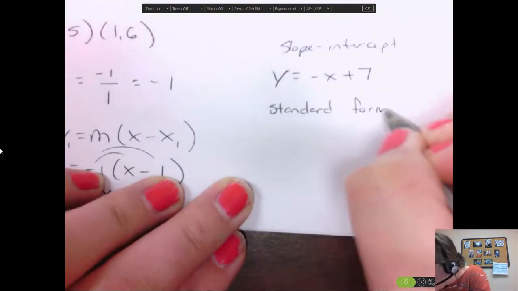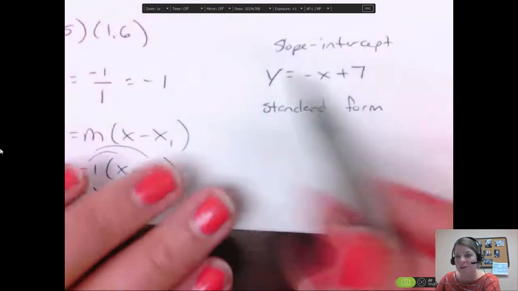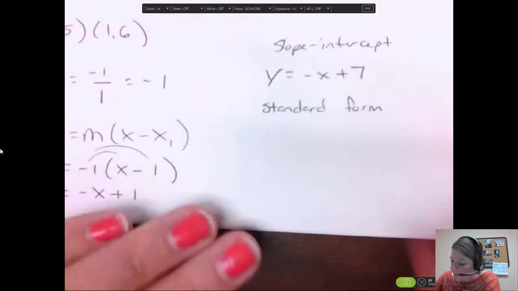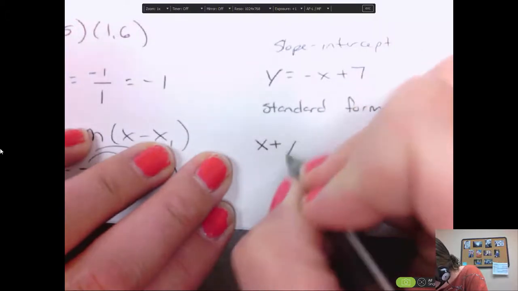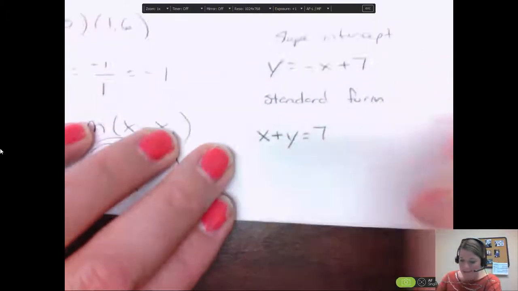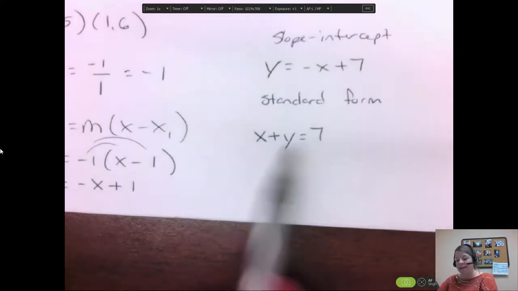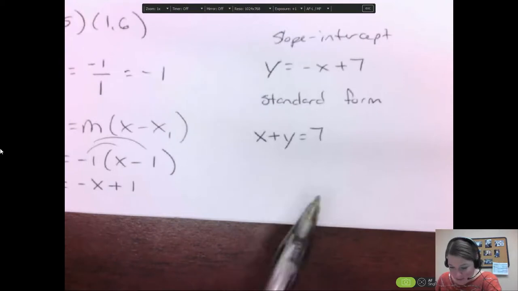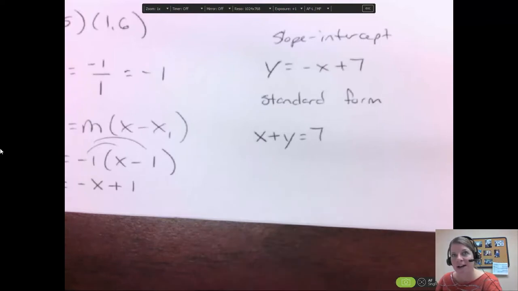Then what I'm going to do is go one step further, and I need the x to be in front. So I'm going to add that x over so that it becomes x plus y equals 7. And I'm actually done. That's standard form for this one. Now this one was easier for standard form, but you need x, y, number. They're very picky. You cannot have a negative x and you cannot have a fraction. So you have to know how to times and get rid of those.